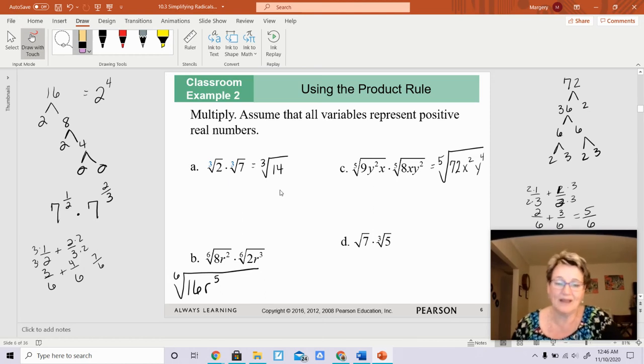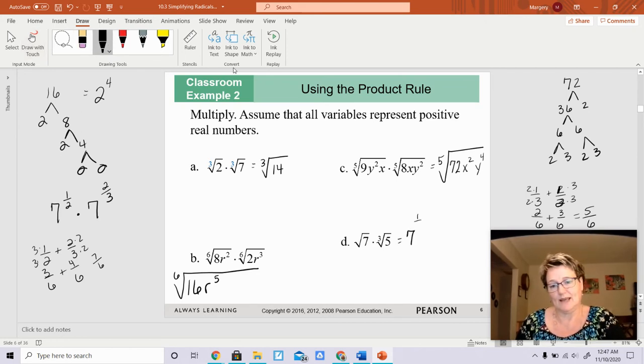And they don't have the same index, so this is going to be 7 to the 1/2 times 5 to the 1/3. You want these to be 6s. So we're going to have 7. So 1/2 plus 1/3 gives me 6. That's 3. That's 2. So that's going to be 5/6.